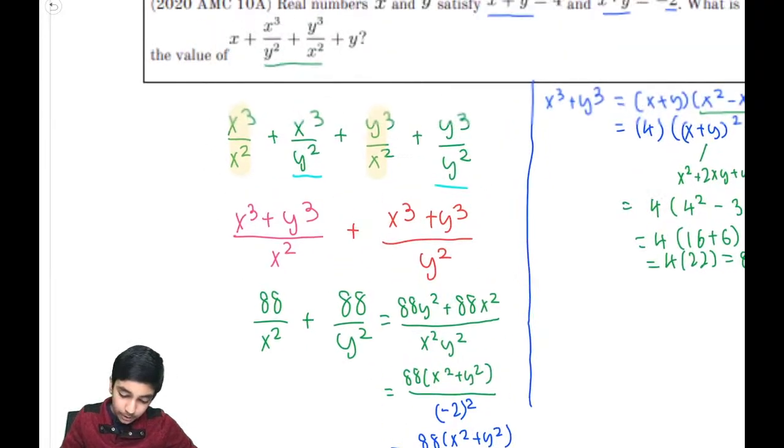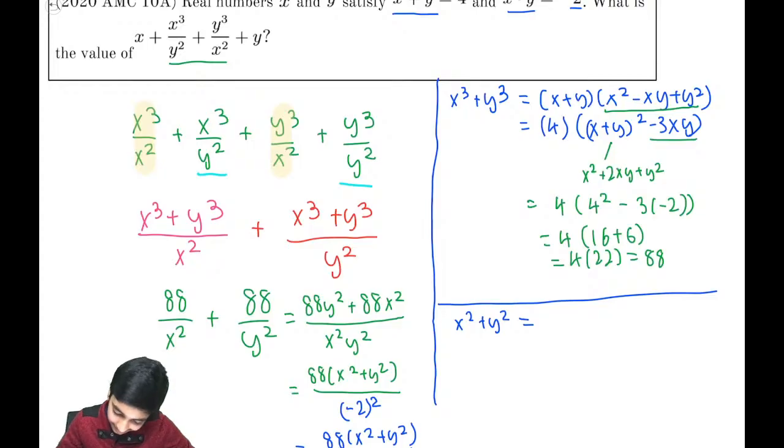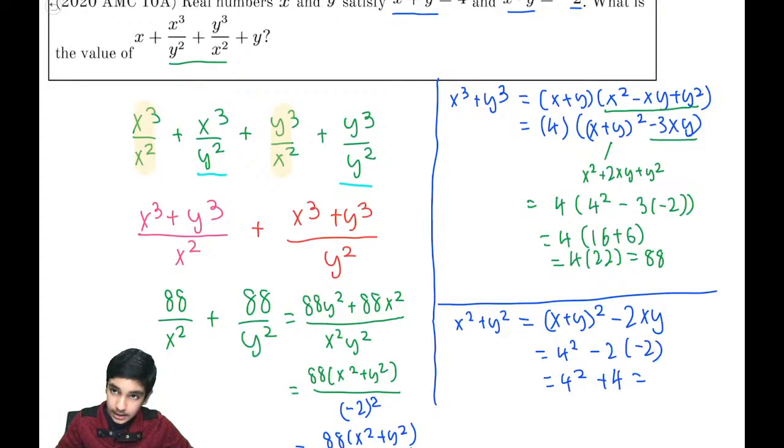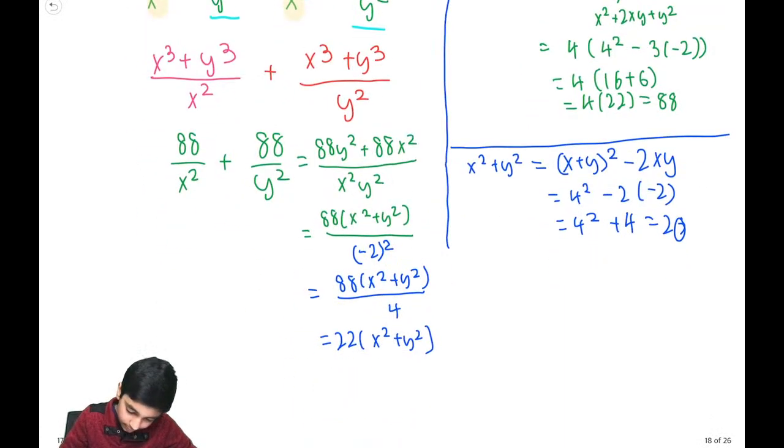Because now how can we find x squared plus y squared? Well, x squared plus y squared is just equal to (x plus y) squared minus 2xy, equal to 4 squared minus 2 times negative 2, which is equal to 4 squared plus 4, or 20. So the answer is just going to be 22 times 20, which is 440, not 88.